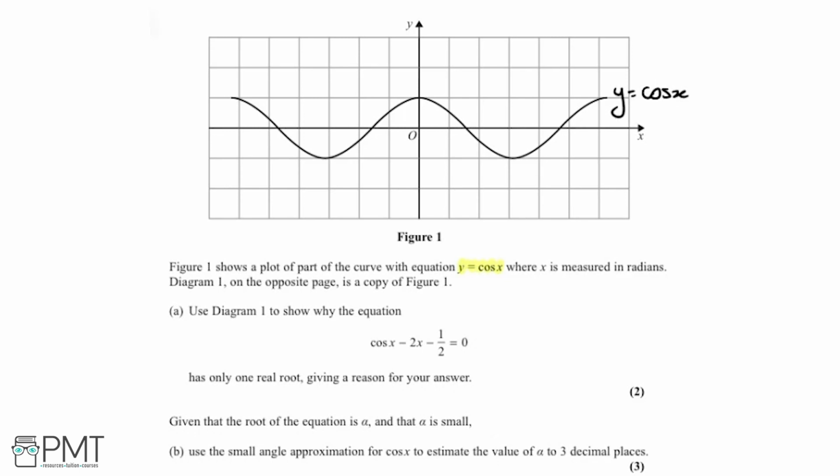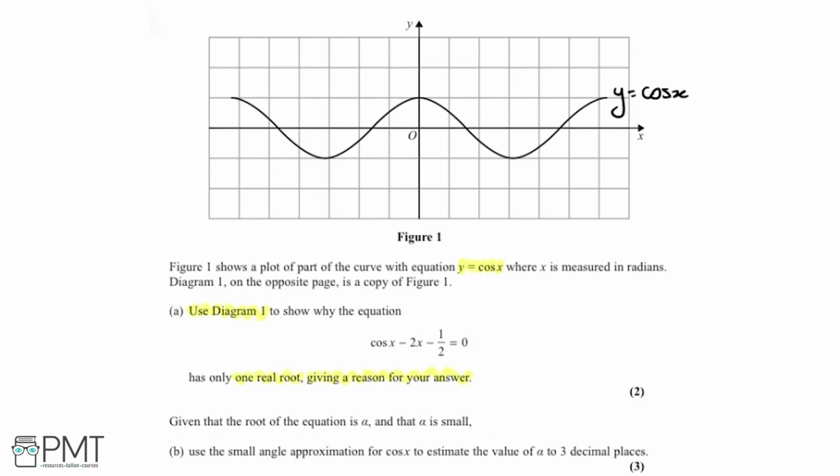So look at part A. It says use diagram 1 to show why the equation cos x minus 2x minus half equals 0 has only one real root, giving a reason for your answer. So you can see it says to use diagram 1. So we're going to have to graphically show this using diagram 1 somehow. But we also need to give a reason for our answer. So we're going to need to use some words to explain it as well in order to get the 2 marks for the question. So we've been given the equation here.